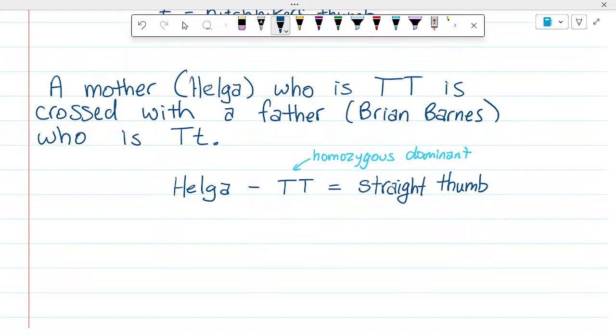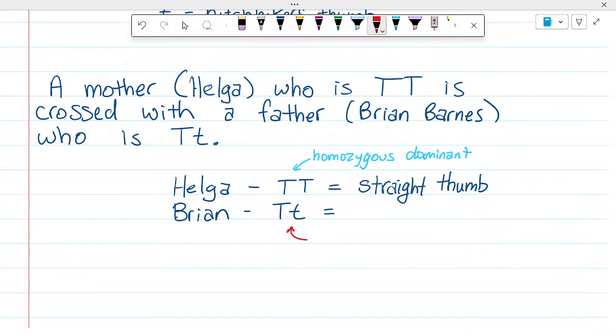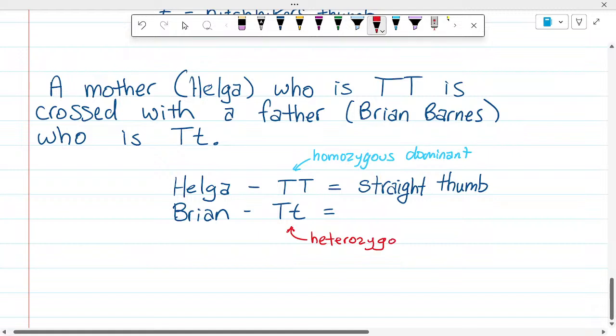Beautiful. And in fact, how would we describe Brian? We'd describe Brian as being heterozygous. Very good. I always think it's helpful to give people names. And tell me about Brian's thumb. We would say Brian is heterozygous. And he has what? He's heterozygous. And we don't have to say heterozygous dominant or heterozygous recessive because by definition it's just one of each, right? All right, so what's Brian's thumb look like?